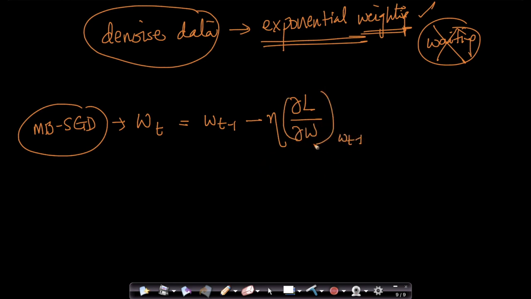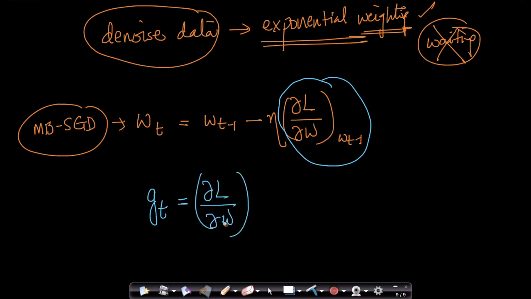Okay, let's introduce some more simple notation here. Instead of writing this all the time, because this is cumbersome to write, let's call this GT, gradient at time t. Okay, so gradient at time t is the derivative of your loss function with respect to w, but computed at the t minus 1th step. This is very important. Let's define this. Just to simplify notation, let's write this.